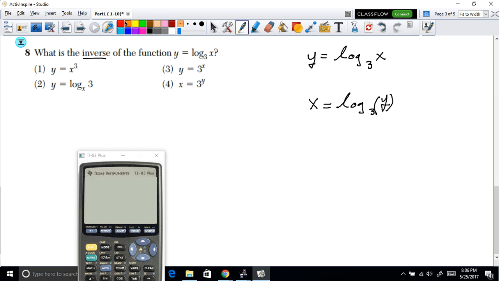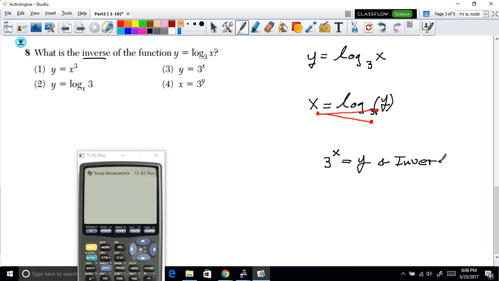To get it out of the log, we're going to apply the definition of the logarithm, which just says this 3 is going to be your new base. So we have 3, and the 3 is going to have some kind of an exponent. This exponent is located on the opposite side, so it's going to be 3 to the x. And that is going to be equal to what we have inside the logarithm, which is y. Notice that we have solved for the new y, so this is the inverse function here.